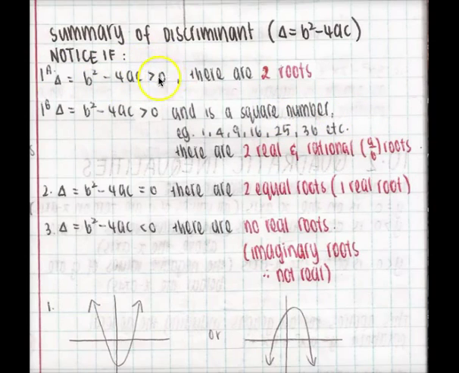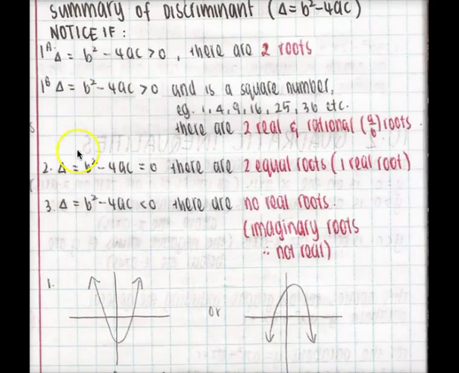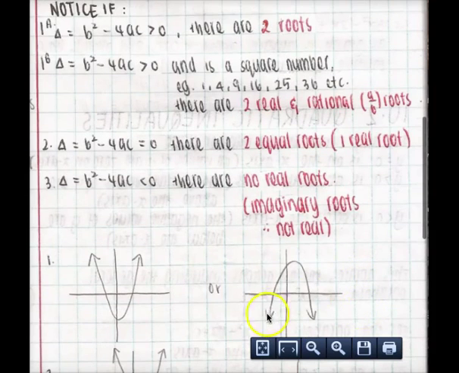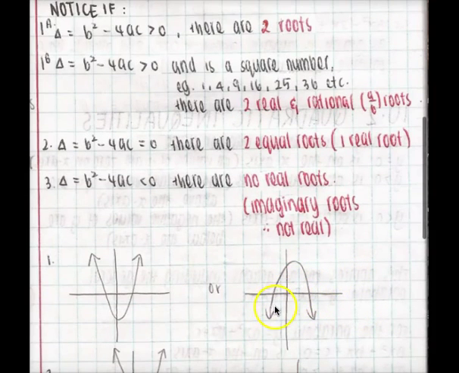But if the discriminant's greater than 0 but not a square number, for example, if the discriminant might be 19, so you get the square root of 19, then you're going to get 2 roots, but they're not going to be rational. Okay? Now, the diagrams that go with 1 are here. I can have the concave up parabola with 2 roots, or I can have the concave down parabola, which has 2 roots. In this case, the discriminant is greater than 0. Here, the discriminant's also greater than 0.